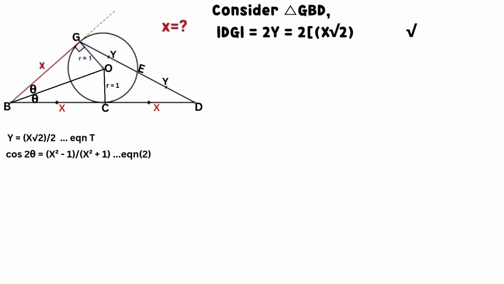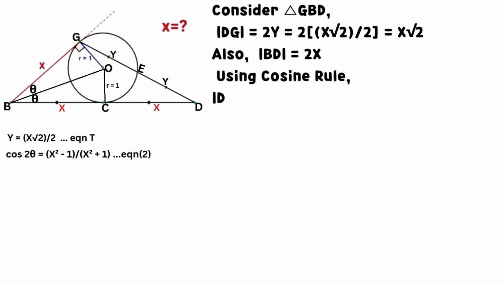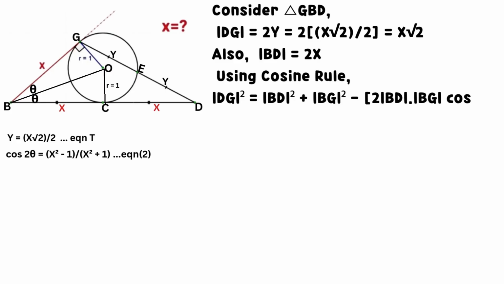Consider triangle GBD. Line DG equals 2 times y, which equals x times the square root of 2, as shown on the screen. Also, line BD equals 2 times x. Using the cosine rule, the square of line DG equals the sum of the square of line BD and the square of line BG minus 2 times the product of line BD and line BG, multiplied by cosine 2 times theta.